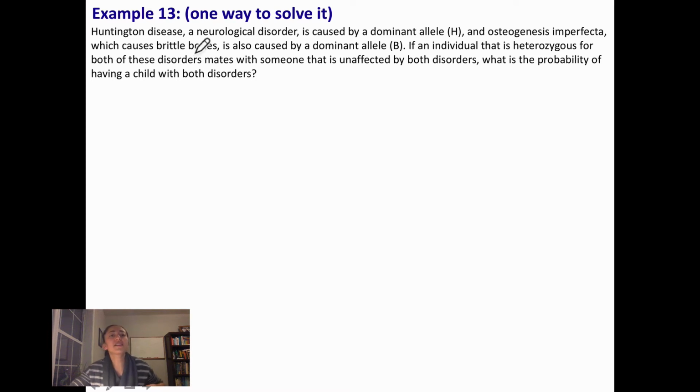And one way to solve this is, let's read this problem. Huntington's disease, a neurological disorder, is caused by a dominant allele. So right away, I'm not even going to keep going. I'm going to start making my key. This disease is caused by a dominant allele, so it's going to be a big letter. So that means the recessive allele will cause an individual to be normal. Osteogenesis imperfecta, which causes brittle bones, is also caused by a dominant allele. So for this we're going to use the letter B.